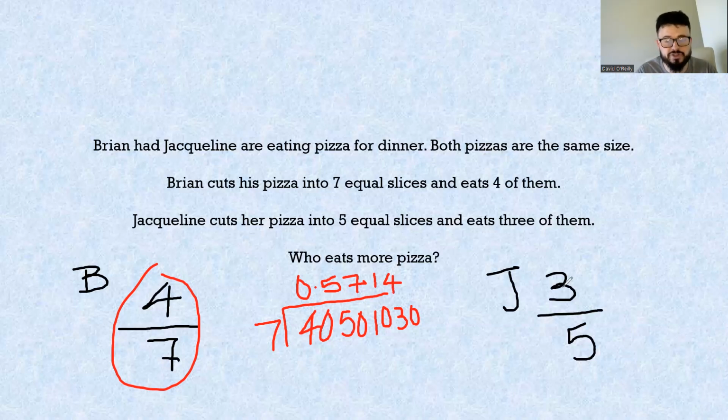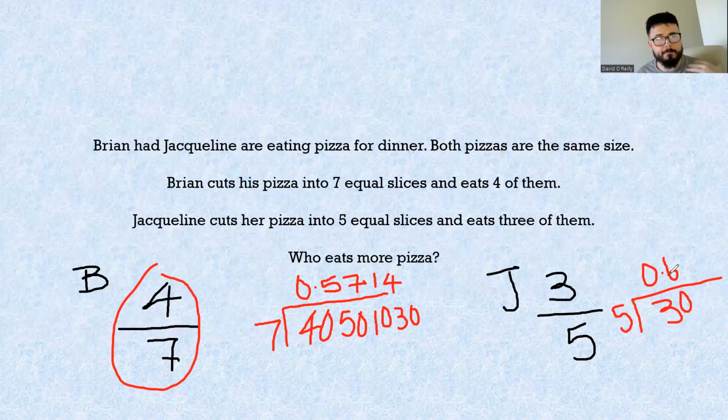Let's now move over to Jacqueline. 3 divided by 5. So bus stop, 3 divided by 5. How many times does 5 go into 3? It doesn't. It goes in 0 times at the decimal point, at the placeholder. How many times does 5 go into 30? 5 goes into 35, 10, 15, 20, 25, 30. Goes in 6 times.